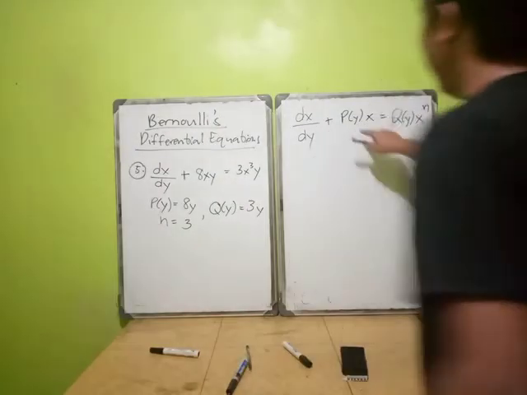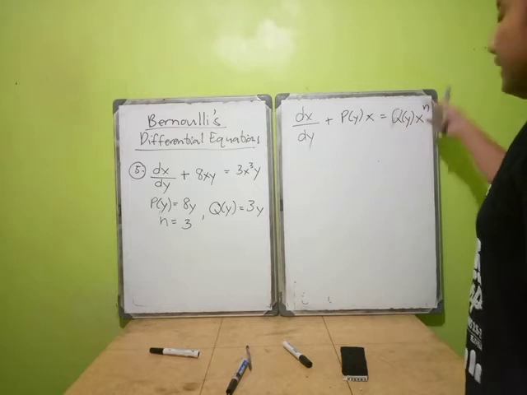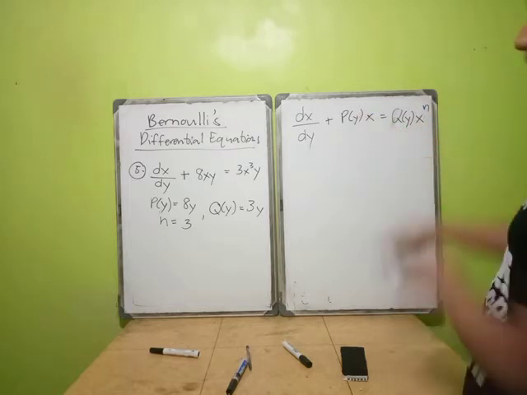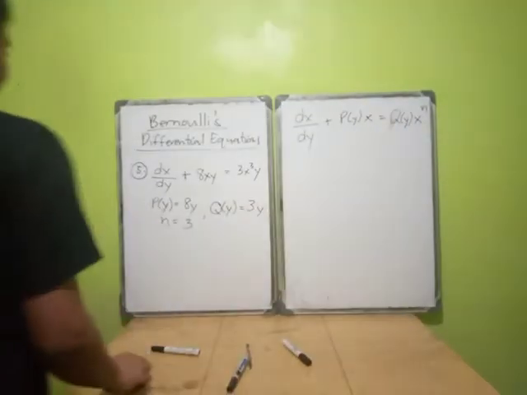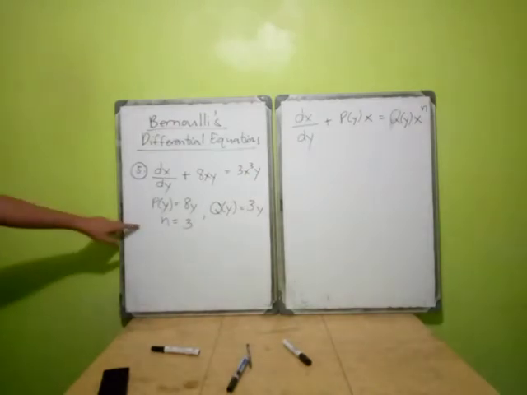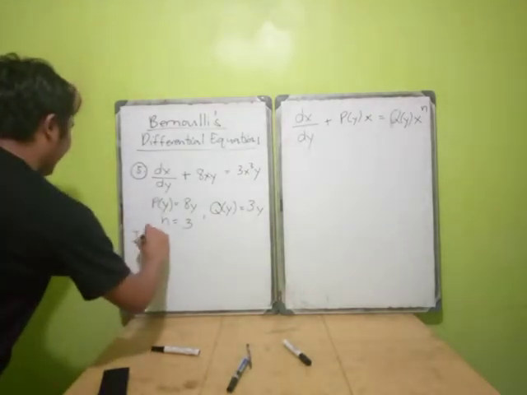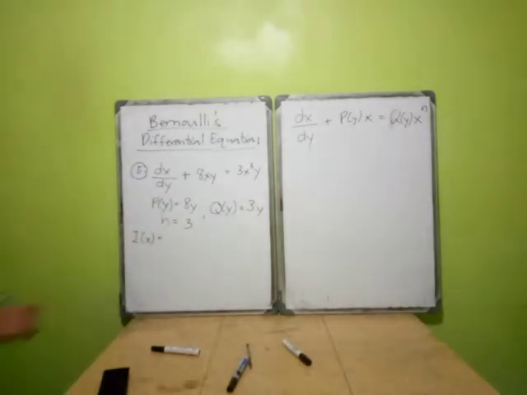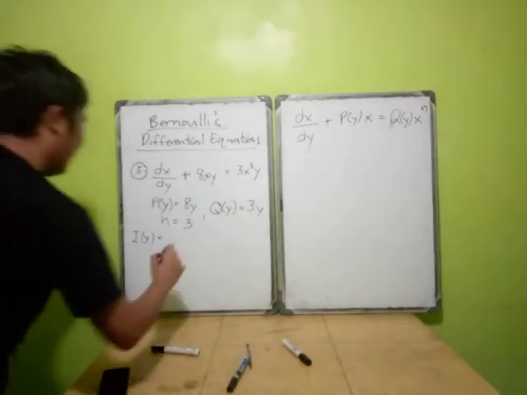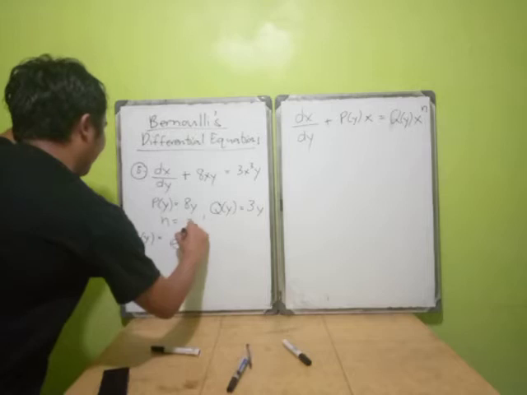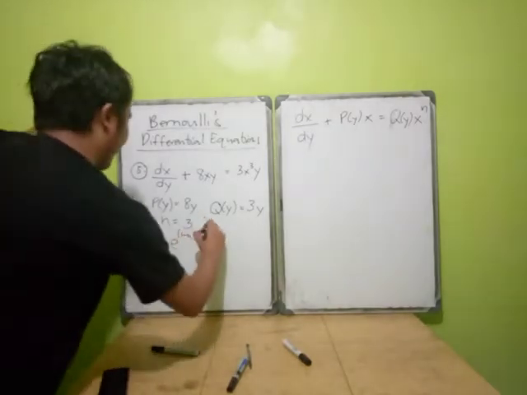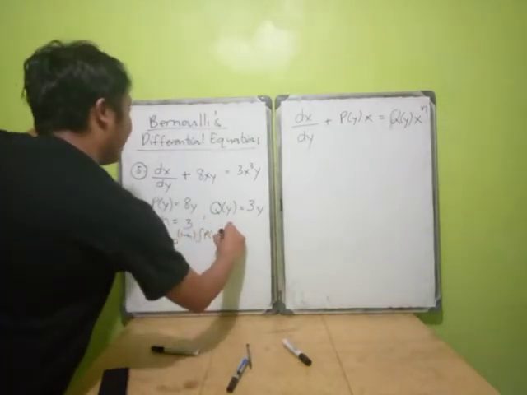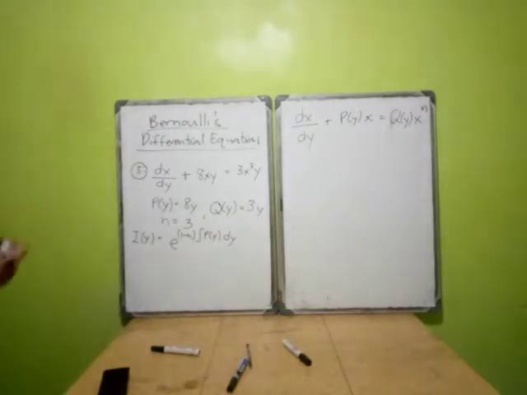Kung dy over dx kasi, nagiging pxy, qxy to the power of n. Diba? Ibaliktad nyo lang yung sitwasyon ni x at saka ni y nang hindi kayo malito. Okay? So, here, pwede na natin makompute si integrating factor. So, si integrating factor natin, which is not ix, it is iy already, is equivalent to e to the power of 1 minus n integral of py dy.